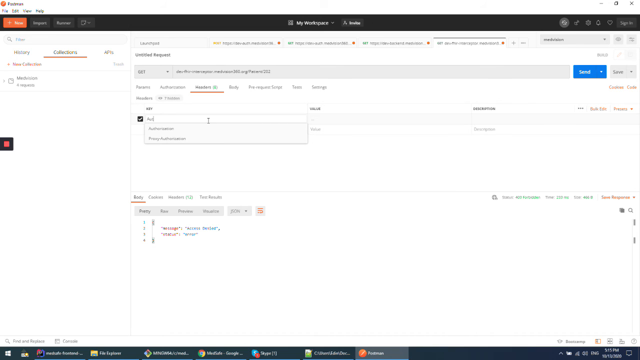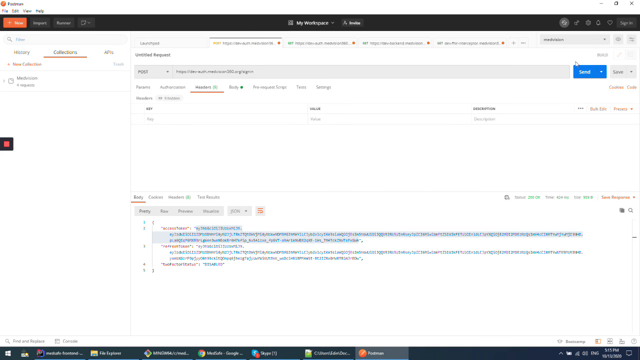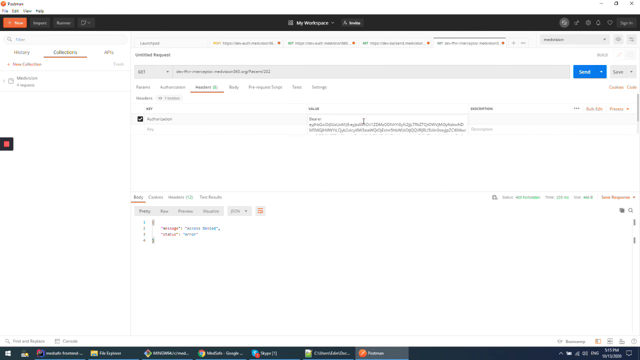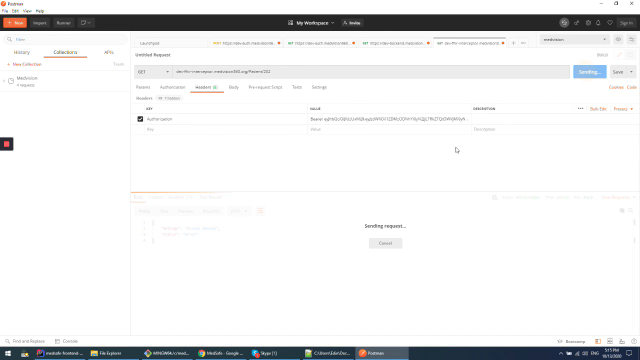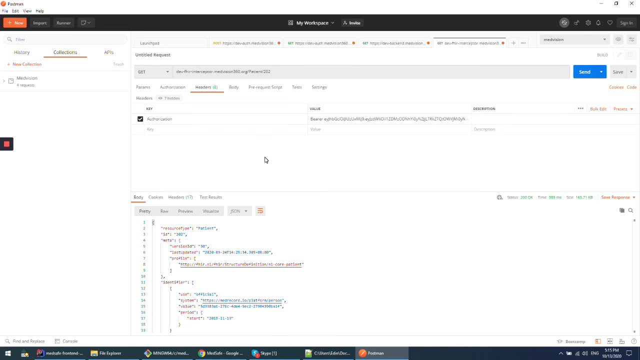with the key Authorization, and the value is Bearer, space, and the access token that we received. Using the access token that we received after signing in would get us FHIR related patient data.